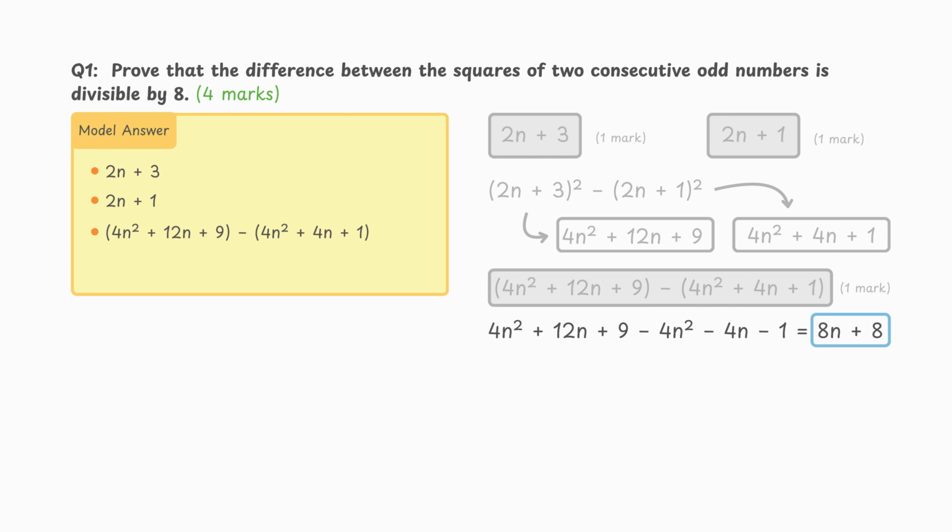Now step 3, factorize. We take out the common factor from 8n plus 8. Both terms share a factor of 8, so we factorize to get 8 multiplied by (n plus 1). This earns 1 mark.